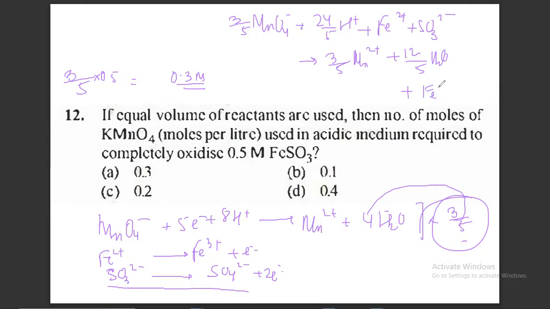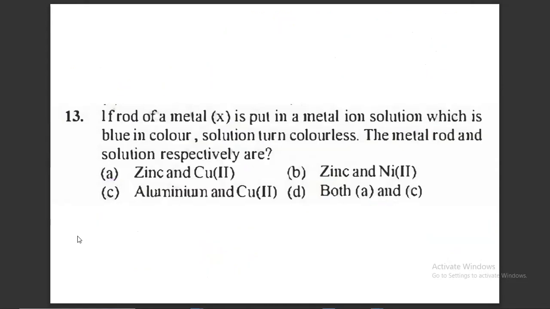Overall product would be a ferric ion and sulfate. So this is the overall redox reaction, and the answer would be A. I'm going in a lengthy way, but you can simply come to the conclusion once you got this 0.3 molar concentration. I hope it's understood. Let us read question number 13.